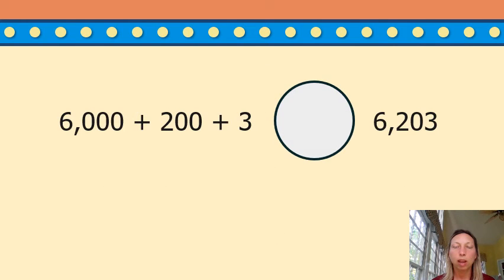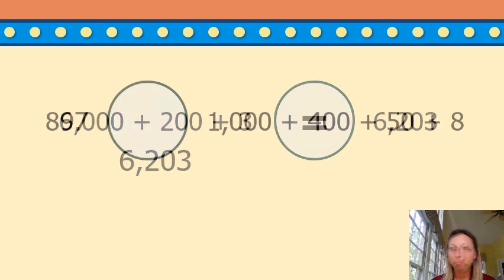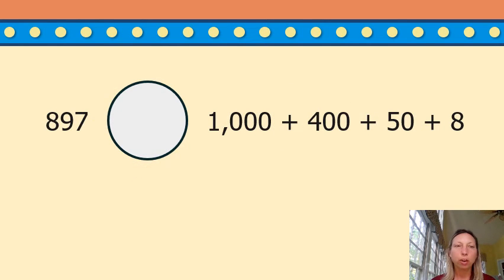All right, 6,203 is the same as 6,203. They are equal, pardon me. All right, 897 does not have a thousands place, but look at this number, 1,458 is greater. So we say 897 is less than 1,458.